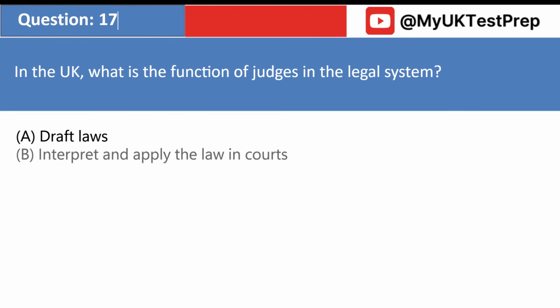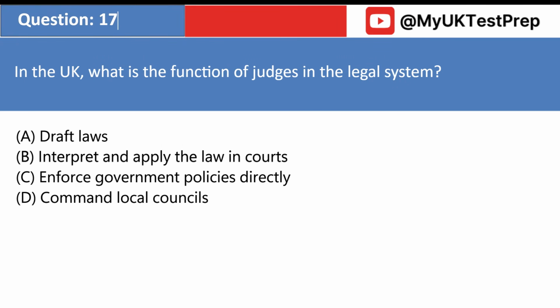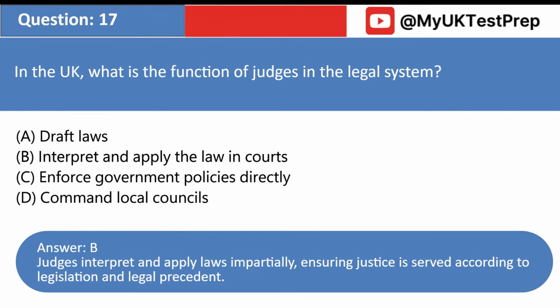In the UK, what is the function of judges in the legal system? A. Draft laws. B. Interpret and apply the law in courts. C. Enforce government policies directly. D. Command local councils. Answer B. Judges interpret and apply laws impartially, ensuring justice is served according to legislation and legal precedent.